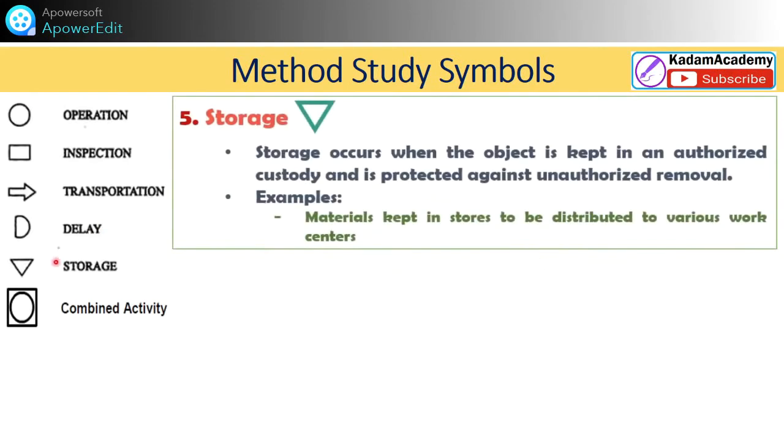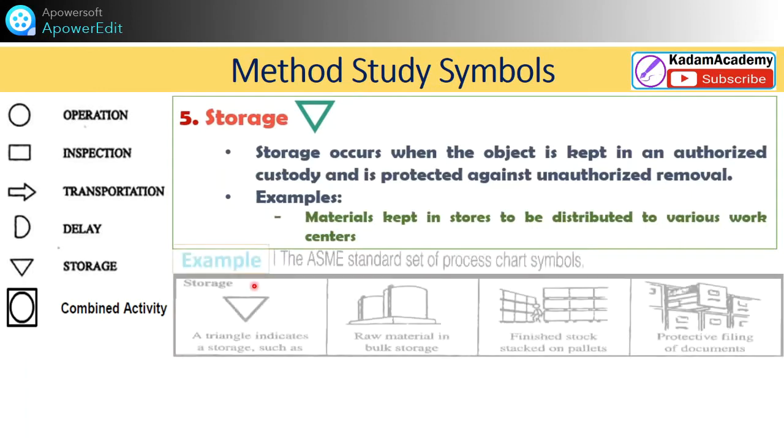And the fifth one is the storage, represented by this triangle. Storage occurs when the object is kept in authorized custody, or it is protected against unauthorized removal. So the material kept in stores, to be distributed to various work centers, that is where it will be kept. That is the storage.